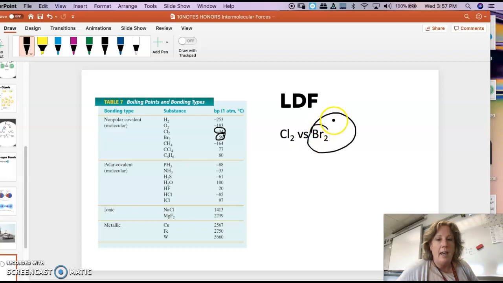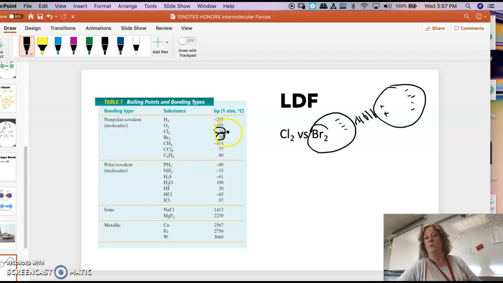So when it does that, where they rush to one side, and then a nearby bromine maybe has its negative over here, but it's more positive over here, that's that attraction. And that keeps bromine a liquid at cooler temperatures on Earth. The chlorine is never going to be found as a liquid in normal temperatures on Earth.